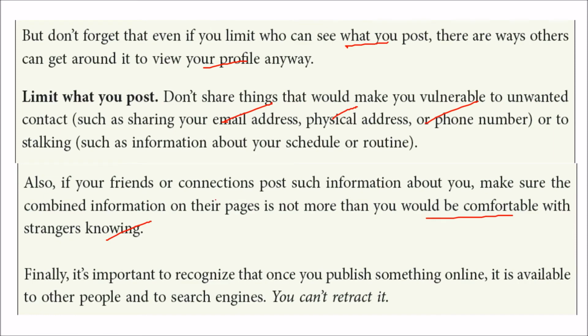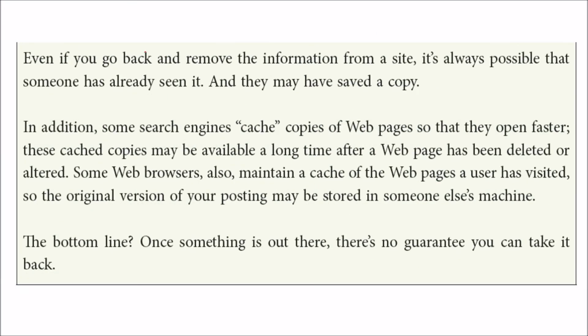It's important to recognize that once you publish something online, you can't retract it. Even if you go back and remove this information from the site, somebody may have already seen it, or they may have saved a copy. Some search engines cache copies of web pages so that they operate faster. These cached copies can be available a long time after the web page has been deleted or altered. Web browsers also maintain a cache of the web pages a user has visited. So the original version of your posting will be stored on someone else's machine. The bottom line is, once something is out there, there is no guarantee you can take it back.